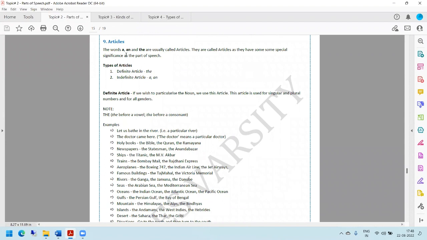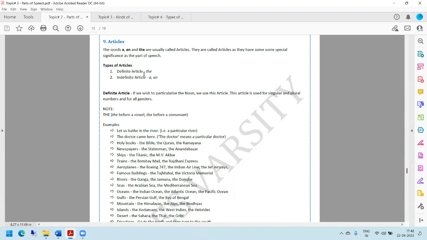Today here we have articles. The articles are a, an, and the. So we will see the pronunciation of these as well. So the words a, an, and the are usually called articles. They are called articles as they have some special significance as part of the speech. And there are two types of articles.